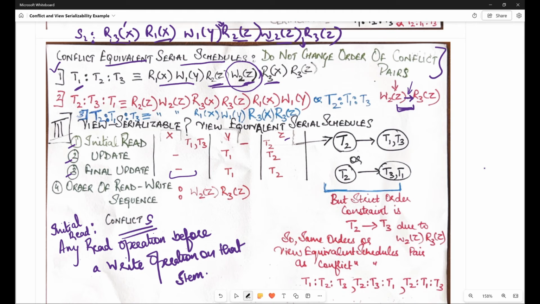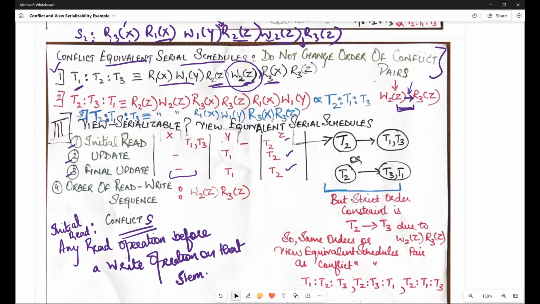Let's move to update. Update means which transactions are updating the value of Z, which transactions are performing the write operation on Z. So let's see for write operation on Z. As I can identify, there is this write operation being performed on Z by T2, and there is no other write operation on Z. So only T2 is performing the write operation, okay? And since there is no other transaction updating it, T2 only performs the final update, right?